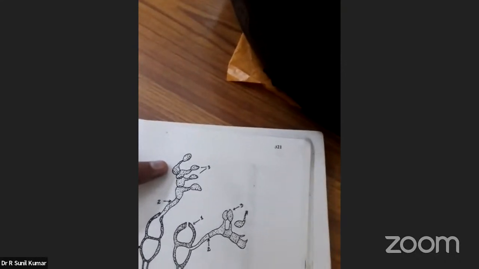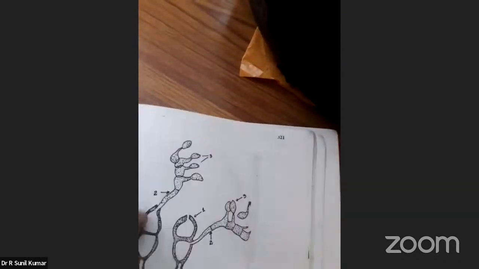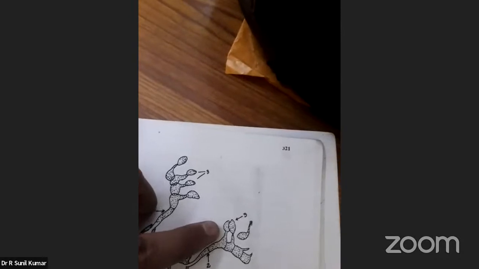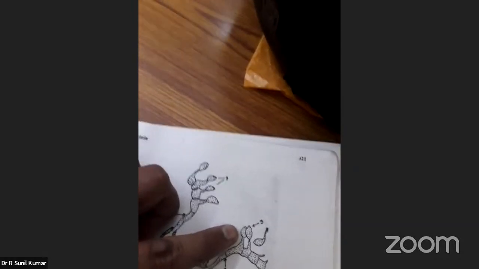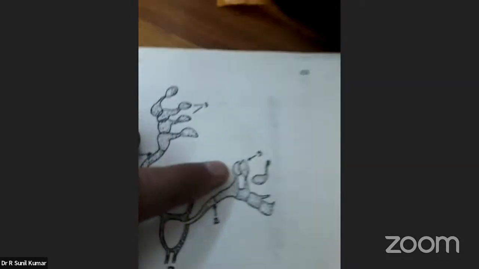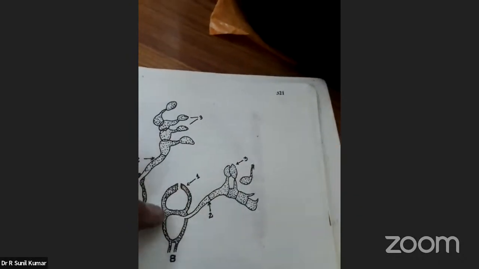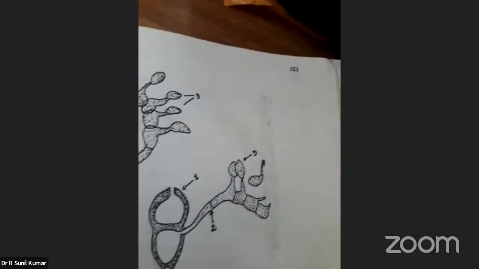These are the basidiospores. The basidiospores germinate, and they are in the uninucleate, unicellular condition.